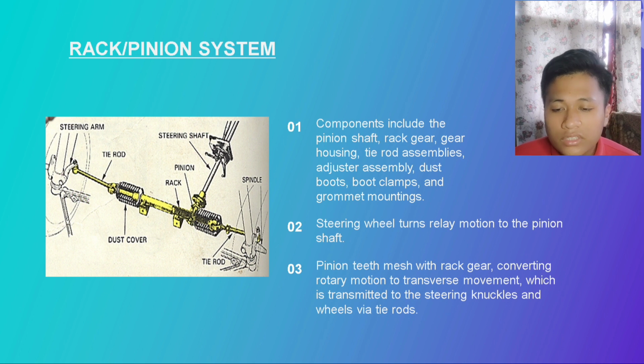When the steering wheel is turned, this manual movement is relayed to the steering shaft, and to the pinion shaft. Since the pinion teeth mesh with the teeth on the rack gear, the rotary motion is changed to transverse movement of the rack gear. The tie rod ends then transmit this movement to the steering knuckles and wheels.